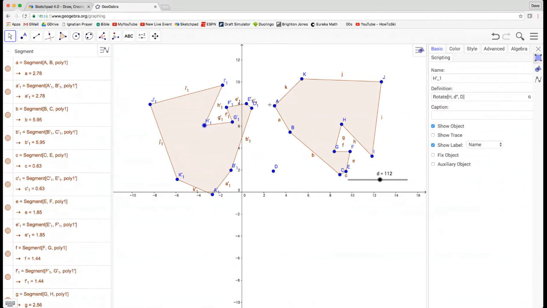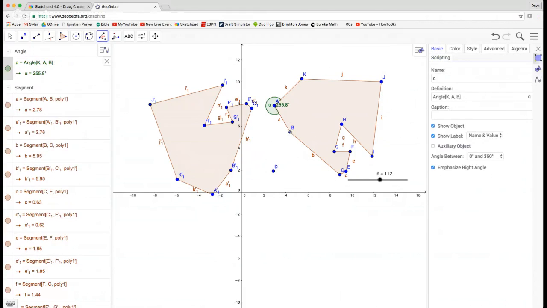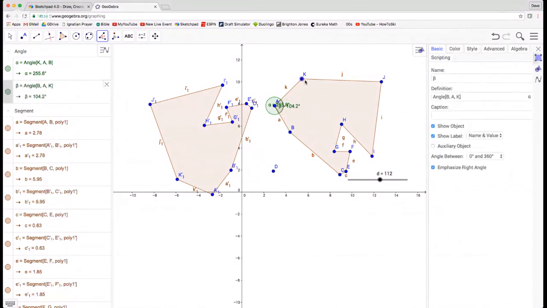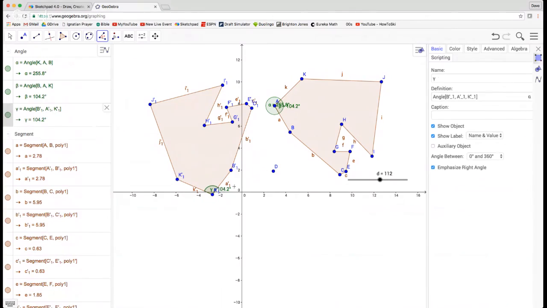And similarly, if you want to measure these angles, let's just do this. BAK and BA prime, K prime. Let's see if we can measure these angles. Let's take this angle and measure it the other way. BAK is 104 degrees. So let's measure angle BA prime, K prime, and it's 104 degrees.